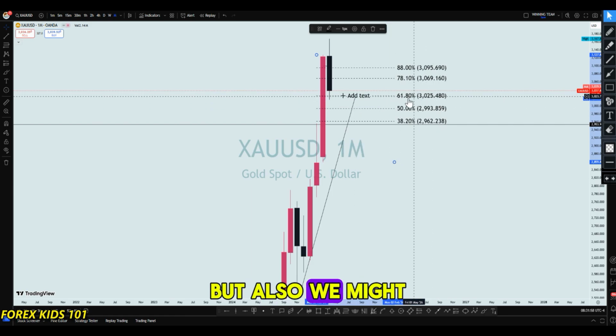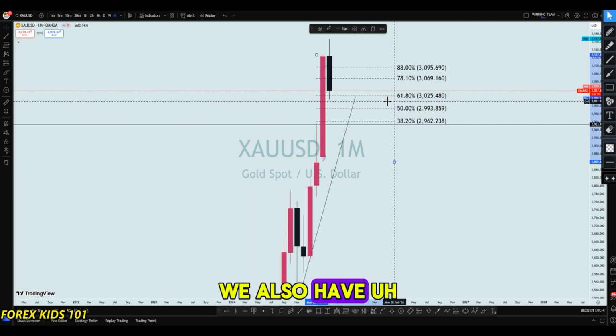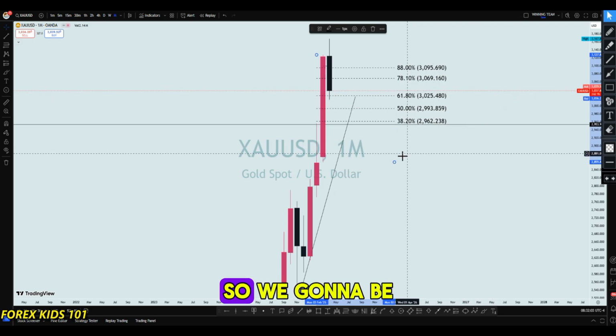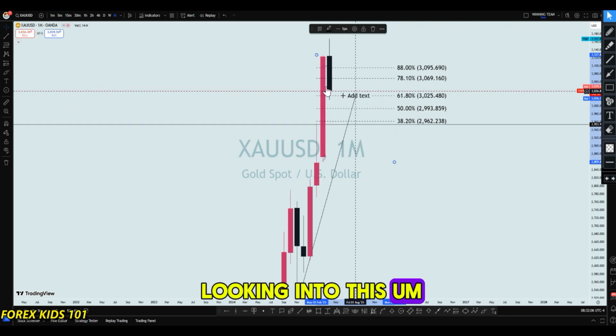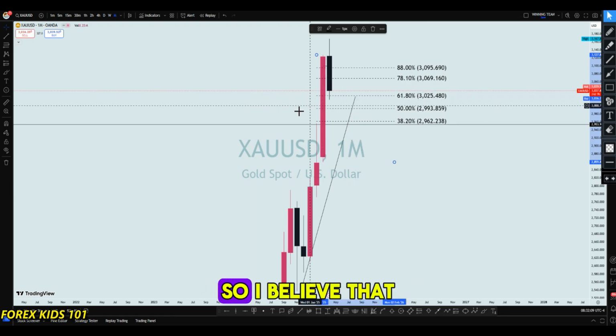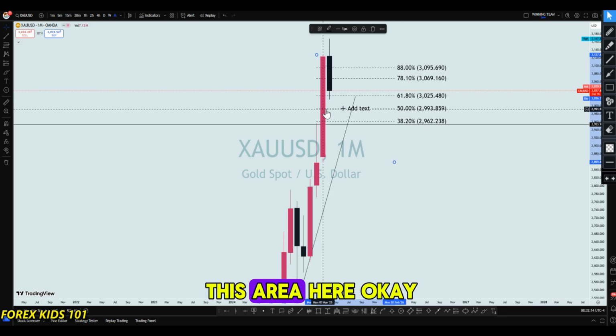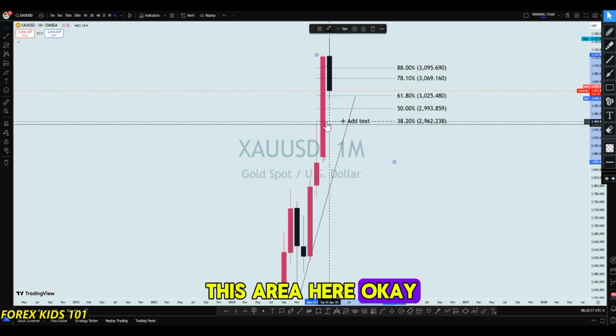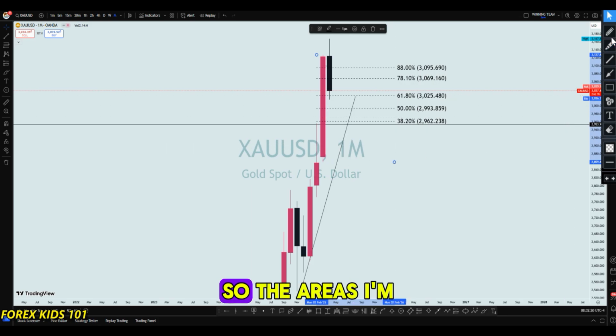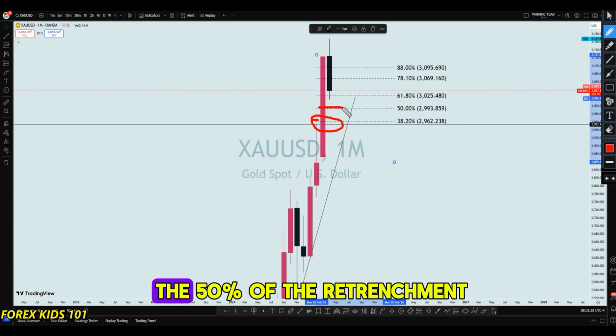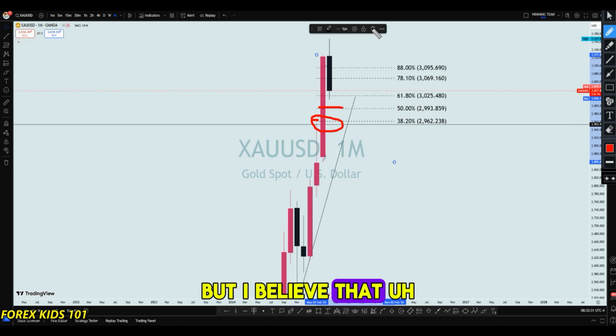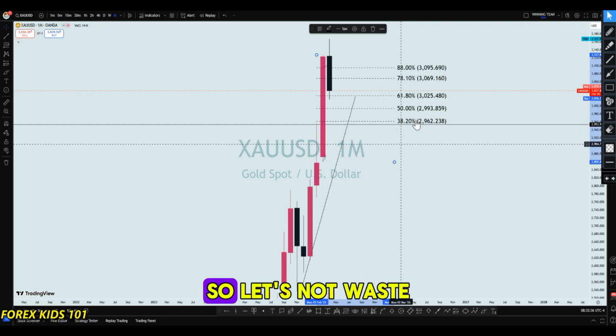But also, we might not forget that we also have this level here. So we're gonna be looking into this area now here. Okay, so I believe that gold will either retest this area here, okay, or go down here. So the areas I'm looking at is gonna be to cover this area down here, or just to cover the 50% of the retracement. But I believe that there's much that we can get to see out of that on gold. Okay, so let's not waste time, guys.